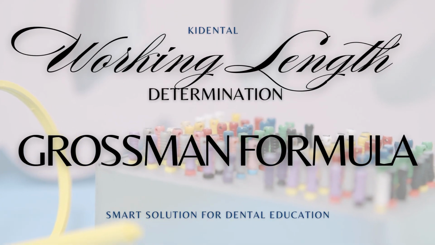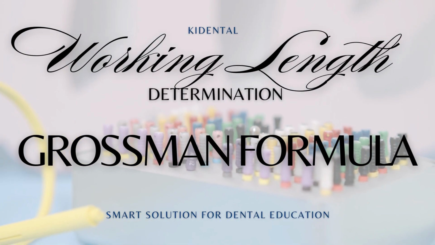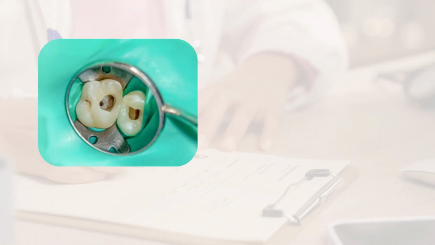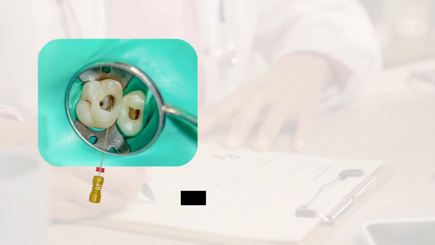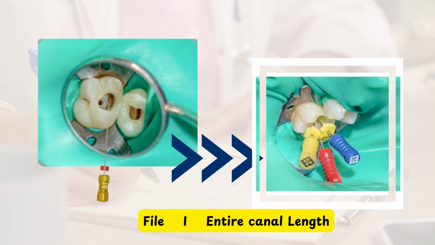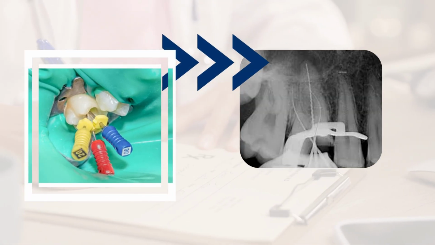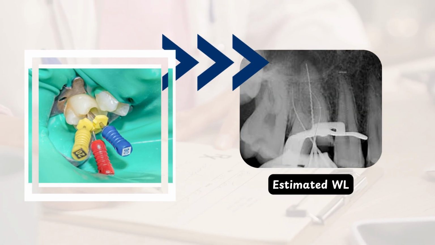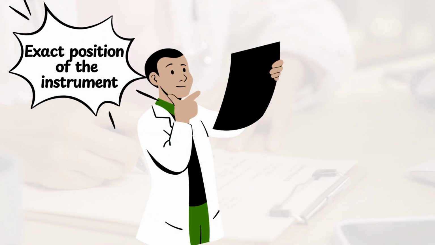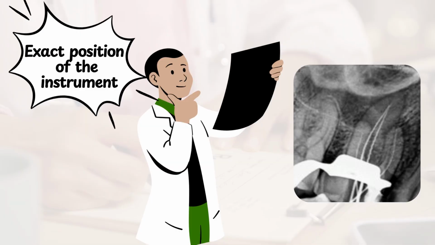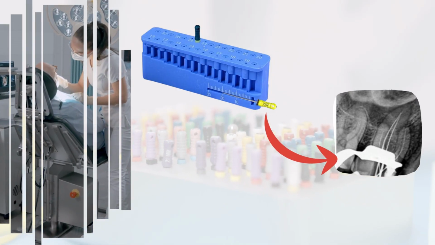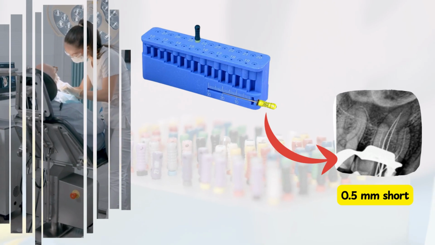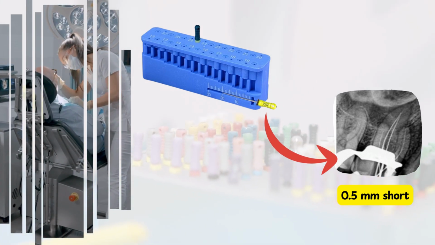Dr. Louis Grossman gave a more mathematical approach to determine working length. In this technique, the endodontic file is inserted through the access cavity with a slight wiggling motion along the entire canal length until the file reaches the estimated working length of the canal. The exact location of the instrument in the canal can be determined using a radiograph. If required, the measured length is adjusted so that the instrument tip is inserted up to 0.5 mm from the apical exit of the root canal to the reference point on the crown of the tooth.